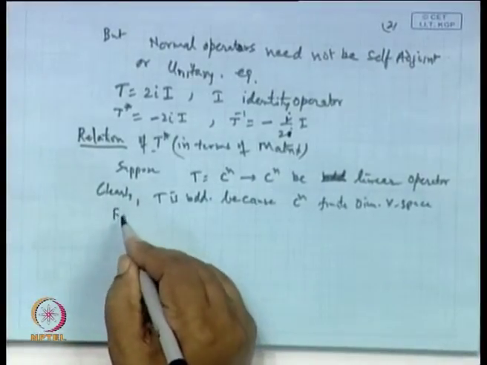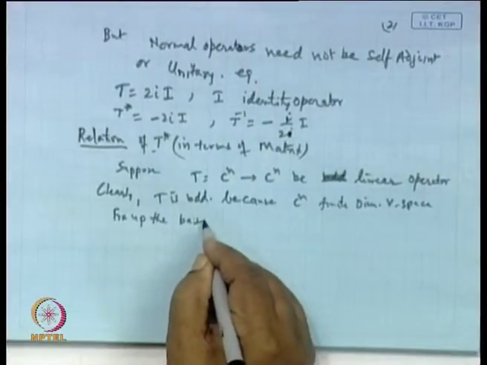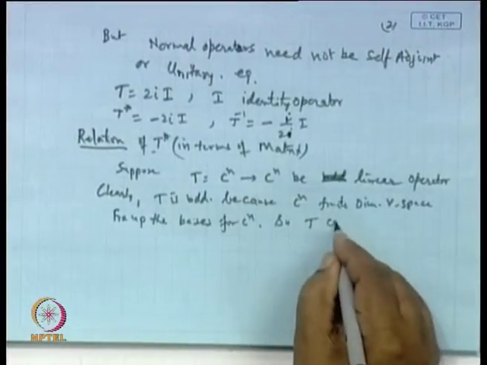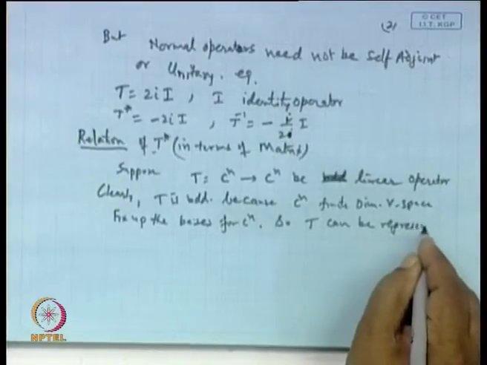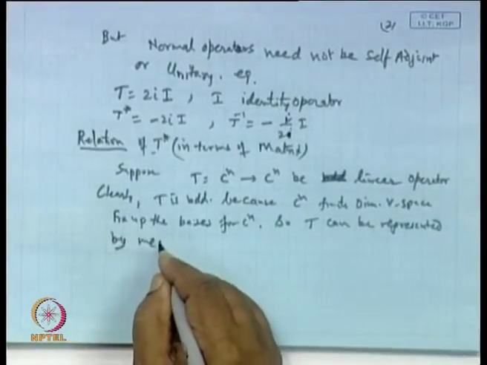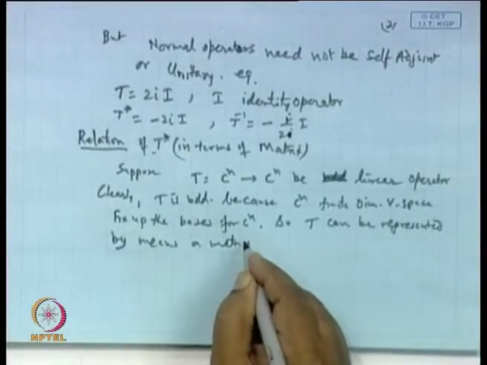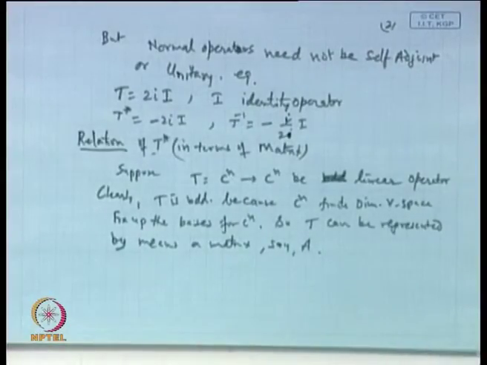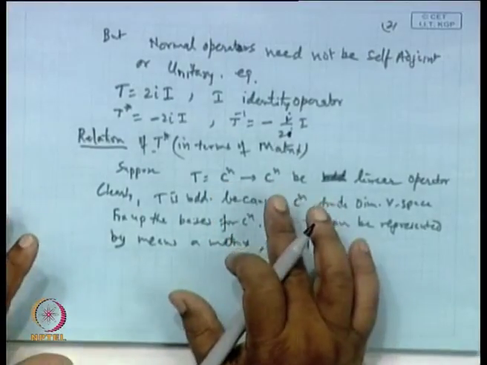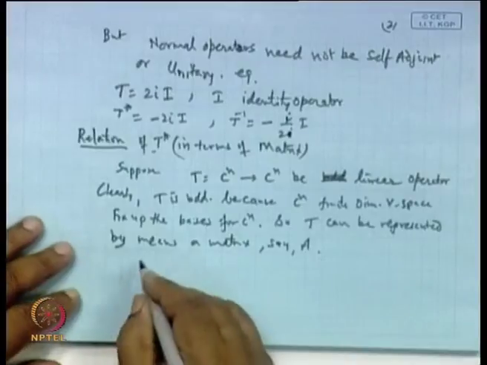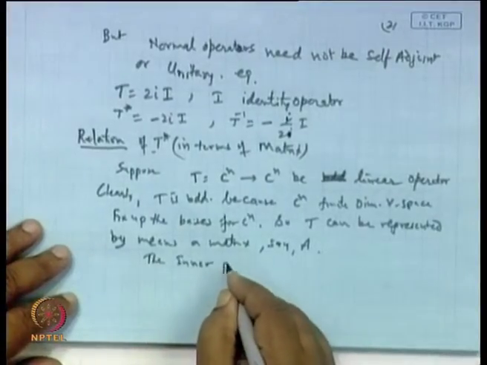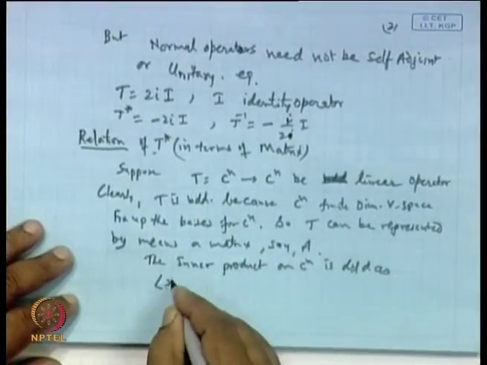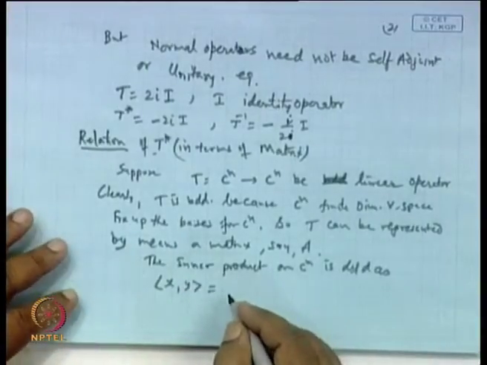Let us fix the basis for Cn. So, T can be represented by means of a matrix, say A. Now, Cn is an n dimensional space, and the inner product on Cn is defined as the inner product of x, y equal to what?